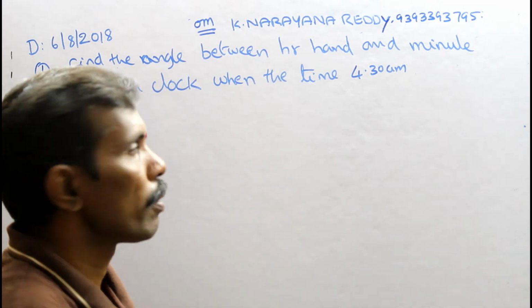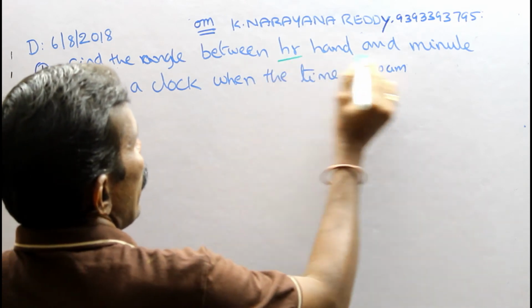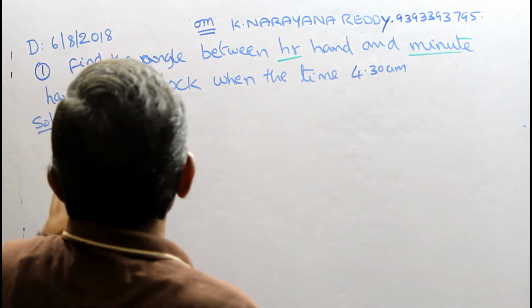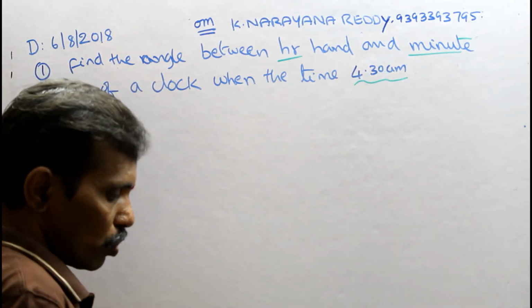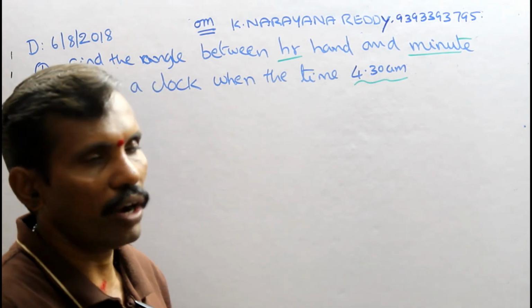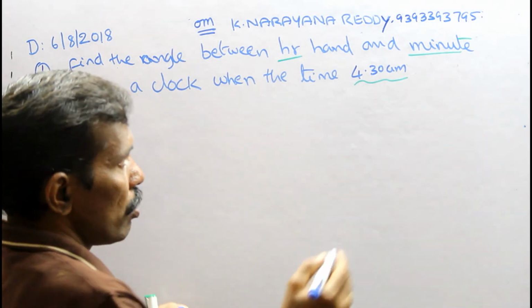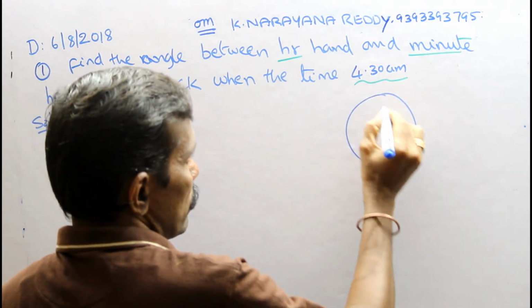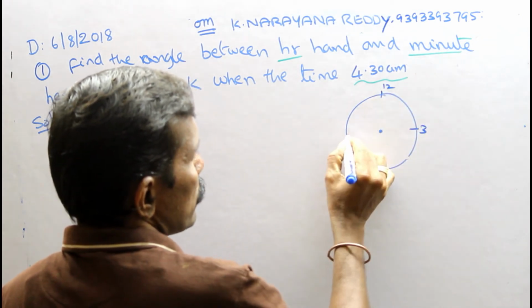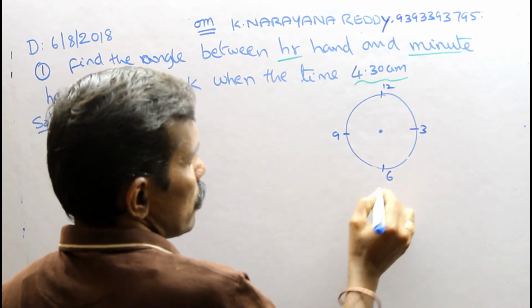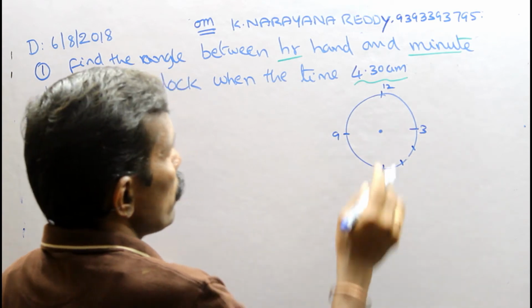See the problem. Find the angle between the hour hand and minute hand of a clock when the time is 4:30 a.m. So at the time of 4:30 a.m. we want to find the angle between the hour hand and minute hand. So draw a diagram. This is 3, this is 12, this is 9, this is 6 o'clock, 4, 5, okay. 4:30 means what?